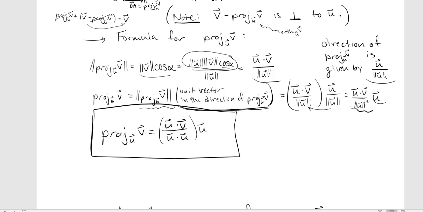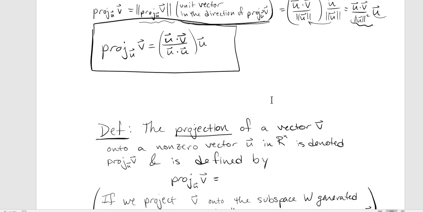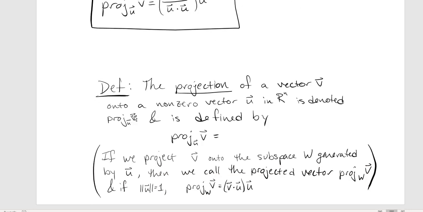Okay. So now that we've got that formula, we'll copy it down here into the definition I've set up here. The projection of a vector v onto a non-zero vector u in Rn is denoted projection v onto u, the same notation, and is defined by exactly the formula we just saw. By this formula, which maybe we'll write a second time to remind ourselves, this denominator is just magnitude of u squared. Okay. Now, so that's if we're projecting a vector onto a vector.